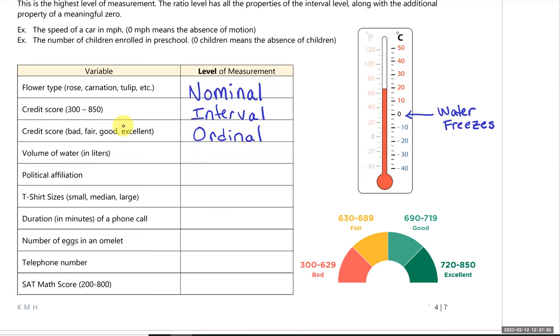All right, volume in liters of water. Ratio sounds good because it's a number, and zero literally means no water. Like, I don't think it's going to rain anything today. It will rain 0 liters of water today. No water. So numbers are typically ratio with few exceptions. So usually zero means zero.